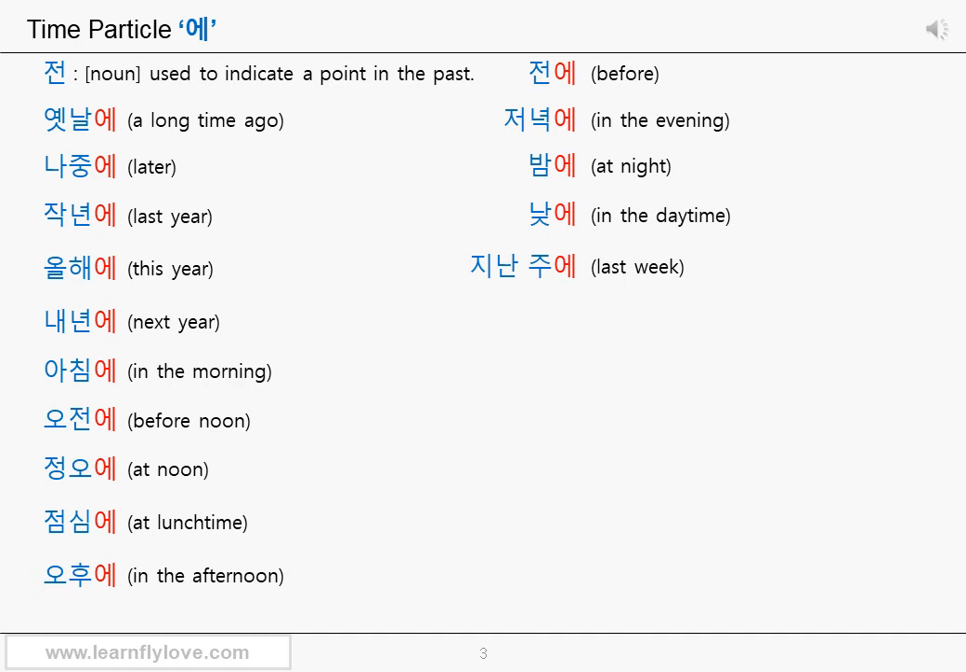You've already seen the words that cannot be used with this particle 에 in the previous page. 지난주 can be used with the particle 에, so please always use it. Next, 이번 주에, this week. 다음 주에, next week. 어젯밤에, last night. Let's take a look at this one together.